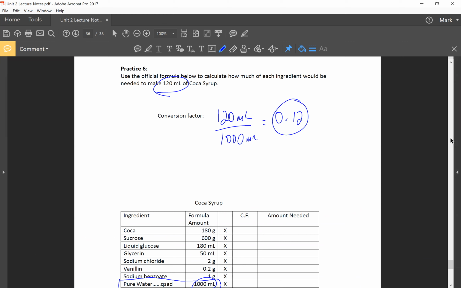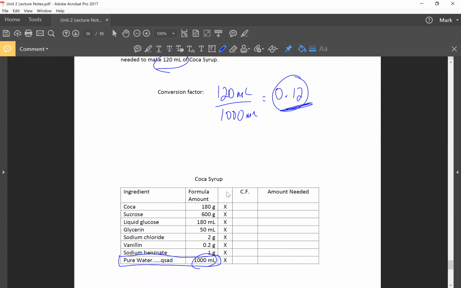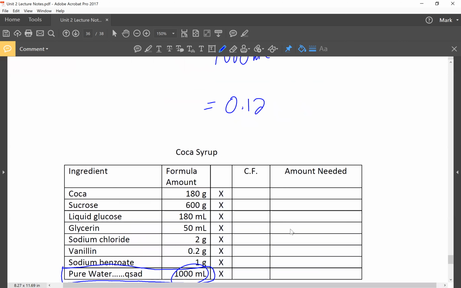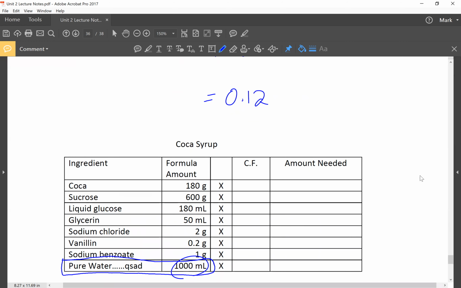I only need 0.12 of this recipe, or if we converted this into a fraction, we would get 3/25. But okay, let's avoid fractions. Let's just use decimals. I only want 0.12 of this recipe. So what I'm going to do is multiply every number here by 0.12.